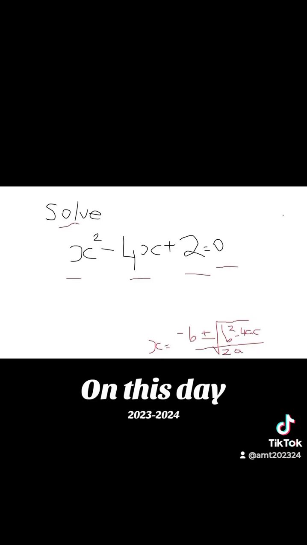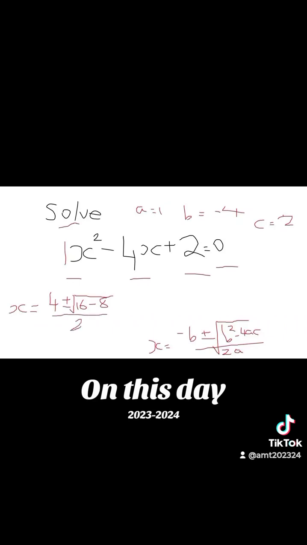So a is equal to 1, b equals minus 4, and c equals 2. Now when we plug this into the formula, what do we get? We get x equals minus b, so minus minus 4, that'll be plus 4, plus or minus the square root of minus 4 squared, which is positive 16, minus 4 times 1 times 2, so that'll be minus 8, all over 2 times 1, which is 2.